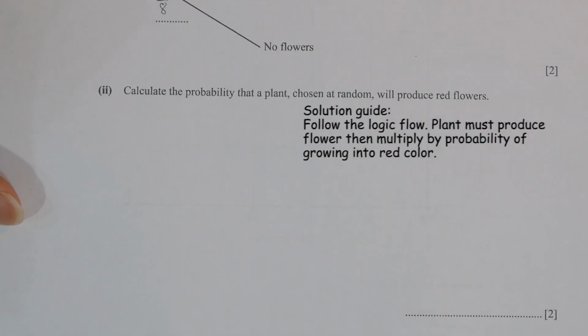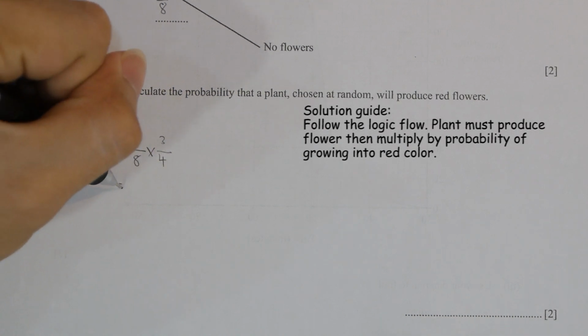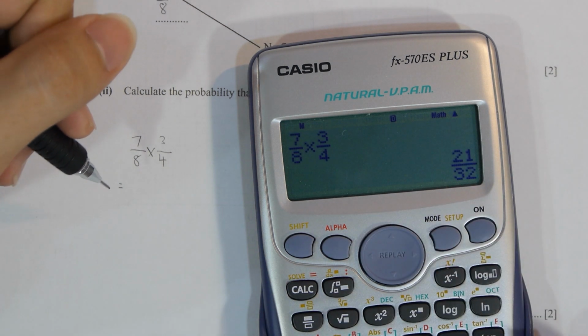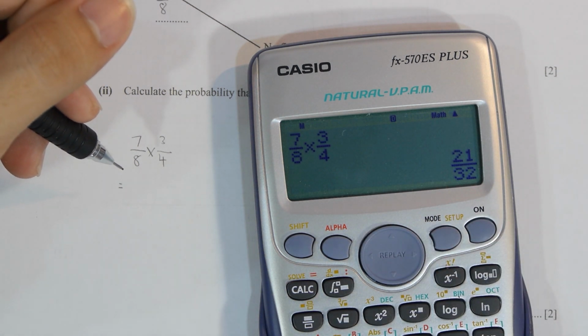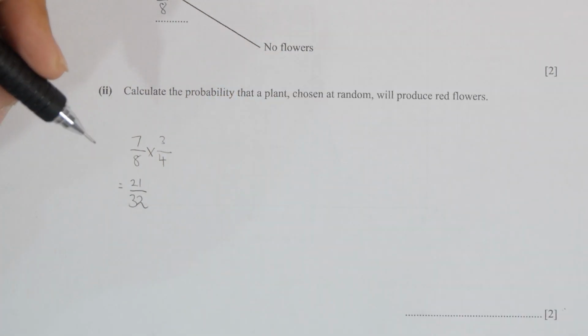So calculate the probability. For the first part, first the plant must grow flowers and it must be red in color. So just take 7/8 times 3/4 to get the result.